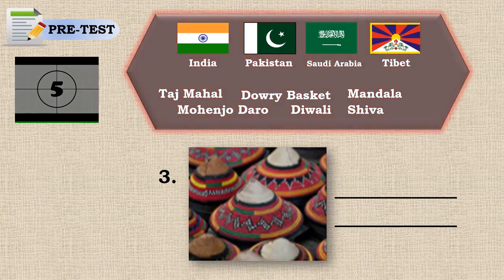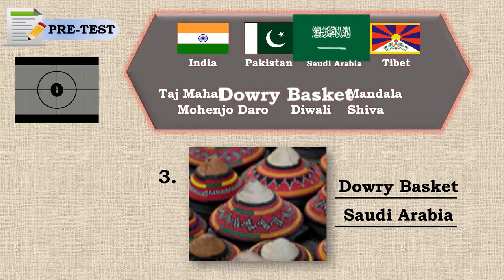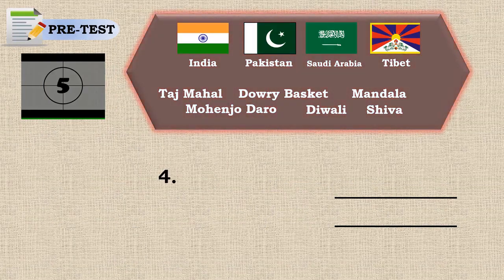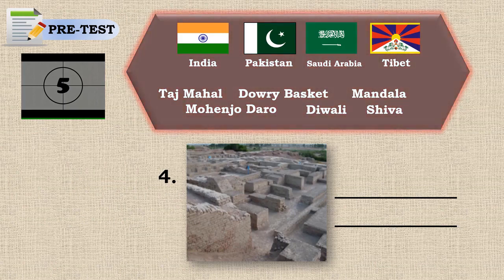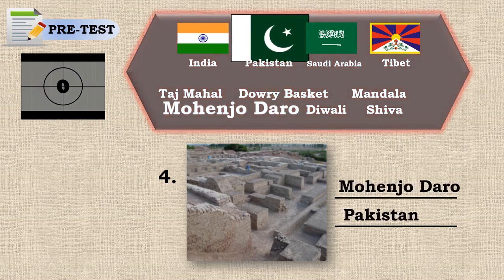Third picture. You have 5 seconds now. Time is up. The correct answer is Dori Basket from Saudi Arabia. Fourth picture. Look carefully, learners. You have 5 seconds. Time is up. The correct answer is Mohenjo-daro of Pakistan.